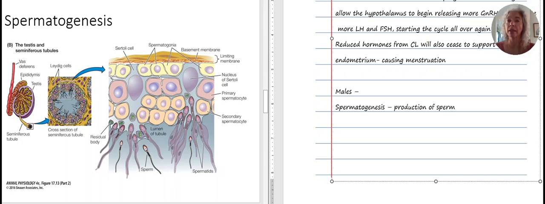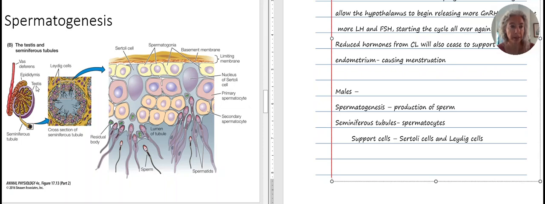Mammalian males, like the females, also rely on the pituitary gland for hormonal secretion. The development of sperm is going to begin in the seminiferous tubules in the testes. Here you can see the testicle of a male, and inside that testicle are these seminiferous tubules. If you looked inside one of those tubules, here's a cross section here, you have a few different types of cells that we'll talk about.